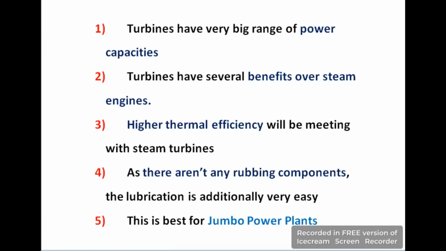These points are about benefits of steam turbine. The first is these turbines have a big range of power capacities. The second is turbines have several benefits over steam engines. The third is high thermal efficiency is met with steam turbines. The fourth one is there is no rubbing component, so its lubrication process is very easy. And the fifth one is this is best for jumbo power plants.